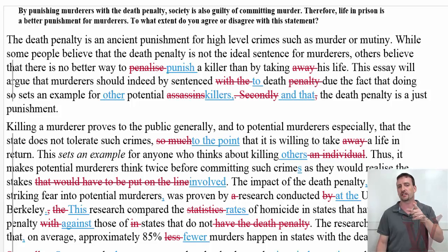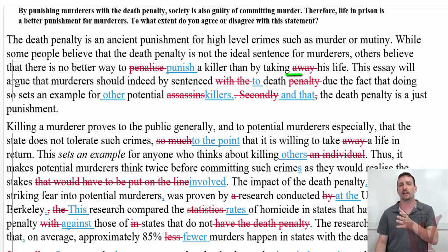I will also mention that this writer used S instead of Z in penalize. That's fine. British spelling or American spelling is okay on the IELTS. The only thing you have to keep in mind is that if you're going to go with British spelling, make sure it's all British. If you're going with American spelling, make sure it's all American. At least try to be consistent about it. But you're not going to get penalized for using British or American spelling.